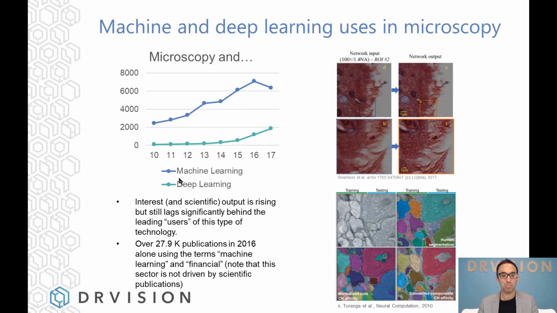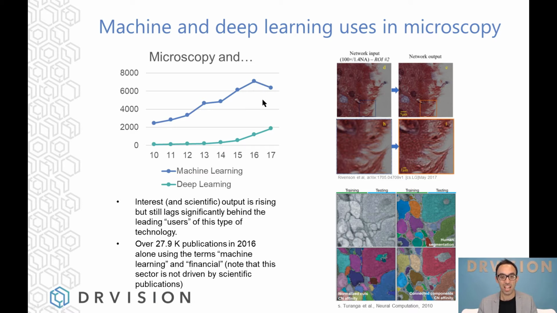So machine learning and deep learning with microscopy, you can see the deep learning trend is definitely increasing here, and machine learning in volume is higher, but it doesn't seem to be increasing as much, unless in the last few months of this year there will be a lot of publications.